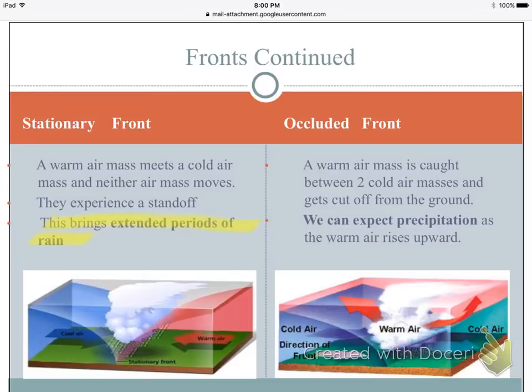The last front is an occluded front. And the occluded front is one of our most complex fronts because it contains three air masses. So you're going to have two cold air masses and one warm air mass. The warm air mass, as you can see, gets caught right here in the middle. And whenever the two cold air masses collide, they push that warm air mass up. And whenever that warm air rises upward, we are going to be able to expect precipitation with this type of front as well.